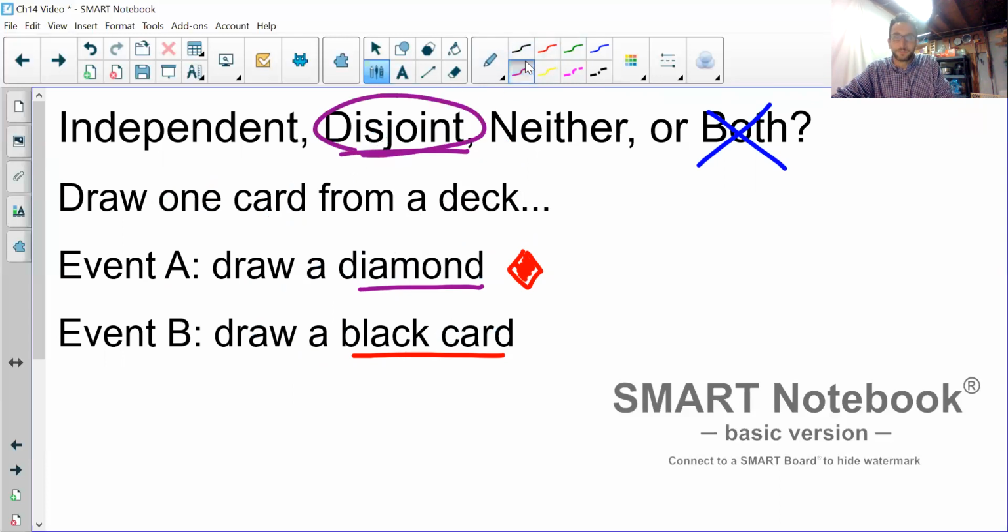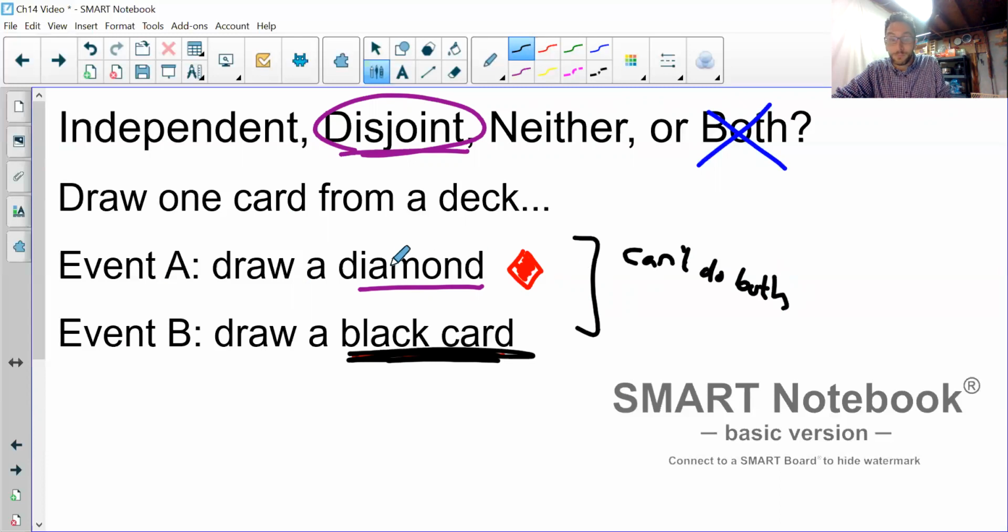Well, let's see here. Can I draw a diamond and a black card? Why would I underline black card in red? That's confusing. No, I cannot do both, because diamonds are by definition red. So here, can't do both of those things. There are no outcomes in common.